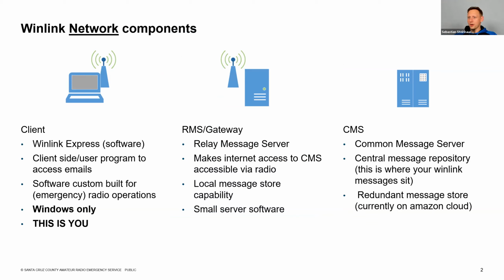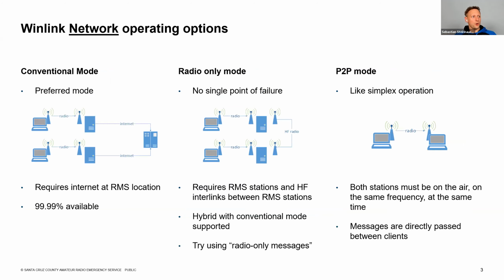So let's talk about how this actually sets up in a network and what the different operating modes of these 3 different components are. So the first one on the far left on the slide is the conventional mode. That is the preferred mode. When somebody says they're doing WinLink, that's probably what they're doing. So you're the client and you're connecting via radio to an RMS which relays your email via the internet to the CMS server.